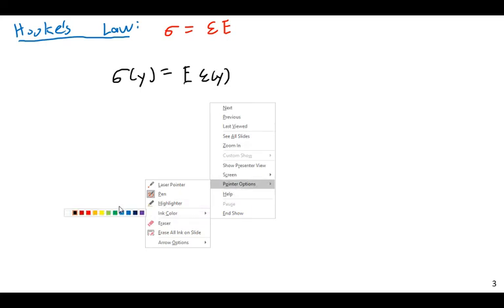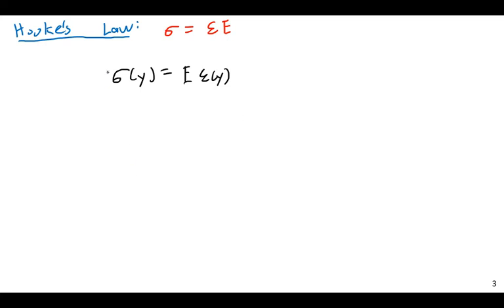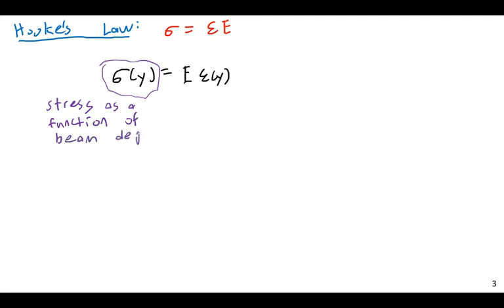So let me note that again. This is stress as a function of beam depth. Something with the writing pad makes it want to jump up like that. Interesting. Stress as a function of beam depth. And epsilon of y, this is strain as a function of beam depth.